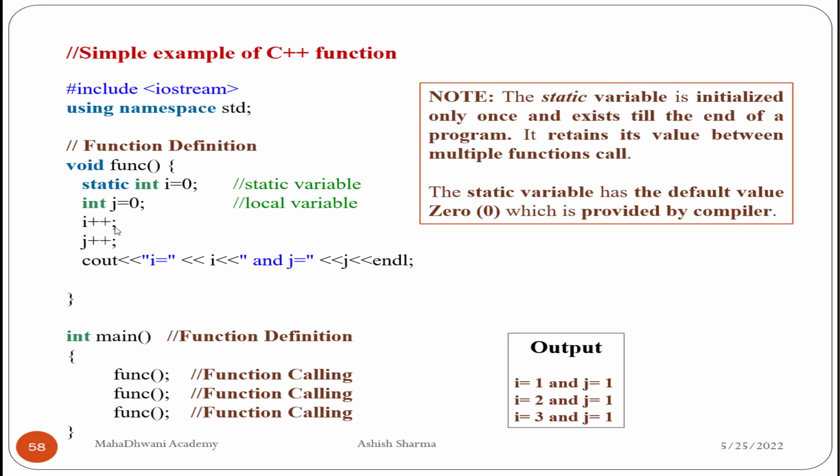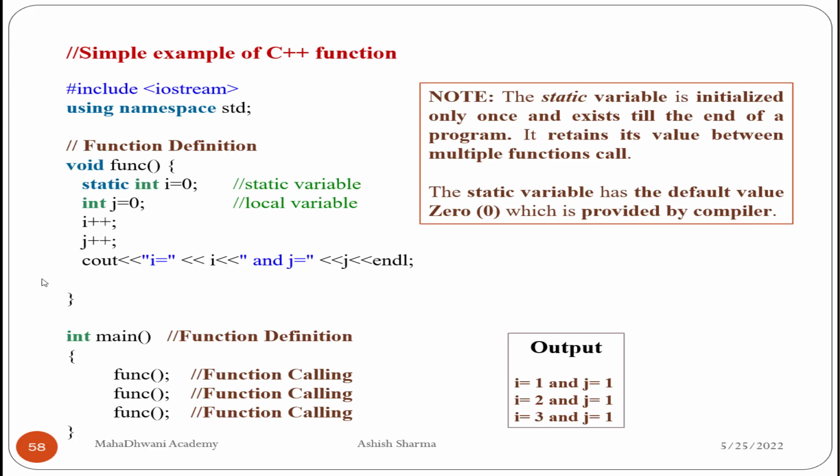After that we are incrementing the value of i by 1 and incrementing the value of j by 1. So we know i++ means i = i + 1, and j++ means j = j + 1. Then cout prints the value of i and the value of j, and endl is for the line feed, the next line. Cout is an object to display the output on the screen.